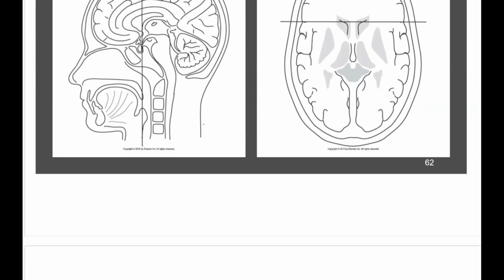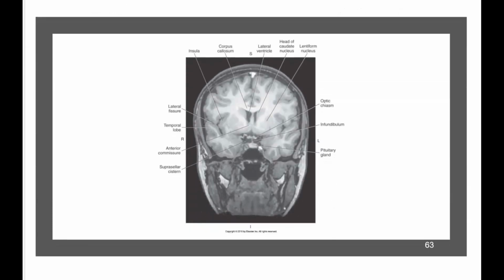So looking here, we're going to have a coronal image, and we do. So we've got a coronal MRI T1. We've got the lateral ventricle. That's actually the right lateral ventricle. The head of the caudate nucleus is right there. And right here, this is the lentiform nucleus.